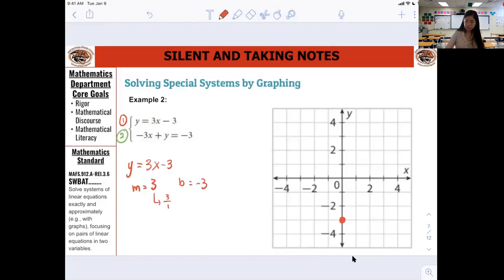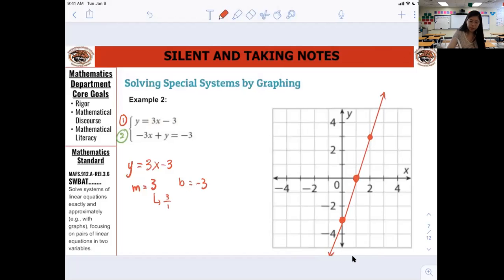Up 3, right 1. Good. Up 3, right 1, and I'll do it one more time. Up 3, right 1. Connect my dots. Boom, easy. There's equation number 1. That's how fast you should be able to do it once you really get the hang of it. It goes quick.